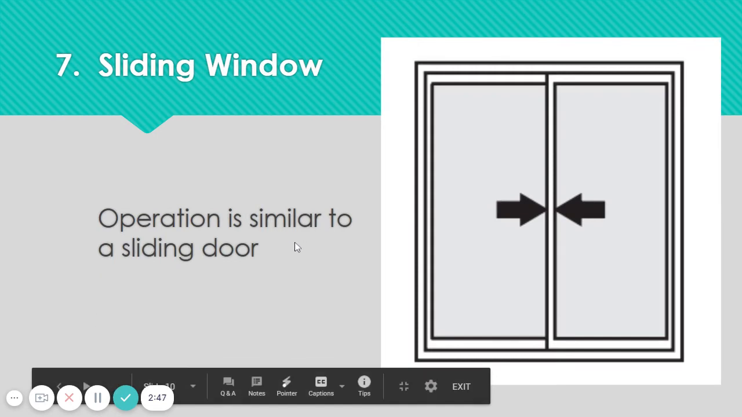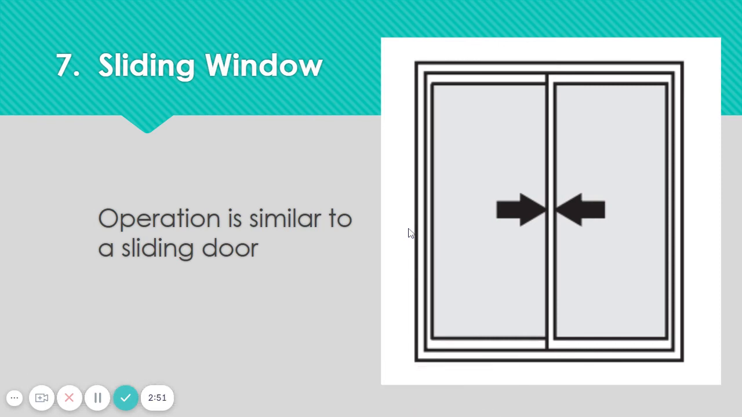Then we have a sliding window, which is really like a sliding door for the most part. This is the type of window we have in the school building, if you've ever noticed your teachers opening the windows or you've opened or closed them for them. While we talked about how the single hung and the double hung windows slide top to bottom, the sliding window slides left to right. Okay, left to right, sliding window.